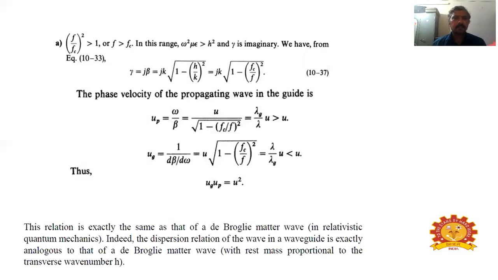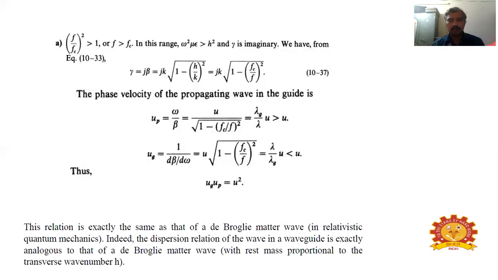And next, the first condition: (F divided by Fc) whole squared is greater than 1, or F is greater than Fc. In this range, omega squared mu epsilon is greater than h squared and gamma is imaginary. From the equation, gamma is equal to jβ, which is equal to jk into root of 1 minus (h by k) whole squared, that is equal to jk into root of 1 minus (Fc by F) whole squared.